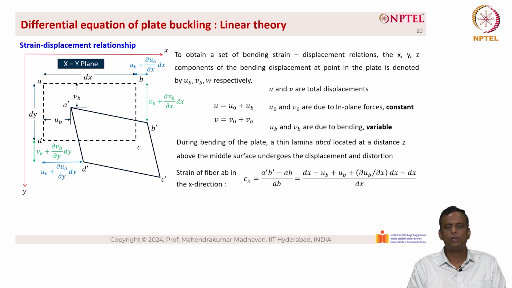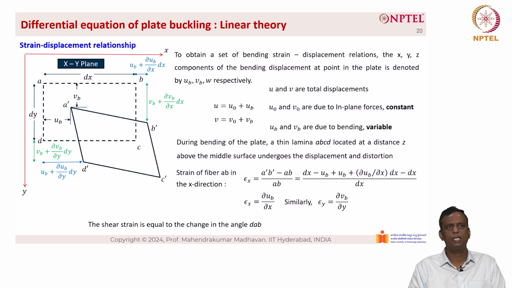Here the strain epsilon x is given as change in length divided by the original length. The change in length is A dash B dash minus AB, and A dash B dash is given as dx minus ub plus ub plus dou ub by dou x into dx, minus dx, which corresponds to AB, and divided by AB, which is dx. So when we do so, we get epsilon x equal to dou ub by dou x, and similarly epsilon y equal to dou vb by dou y. The shear strain is equal to the change in the angle DAB, which is given as gamma xy equal to dou u sub b by dou y plus dou v sub b by dou x.